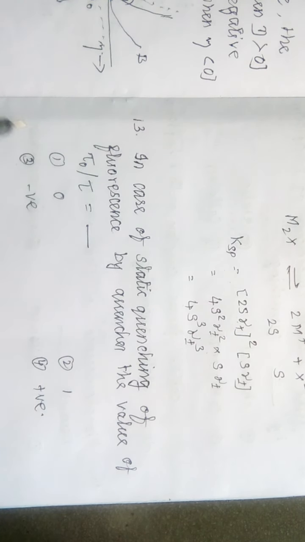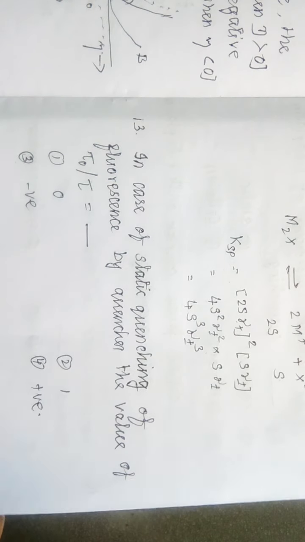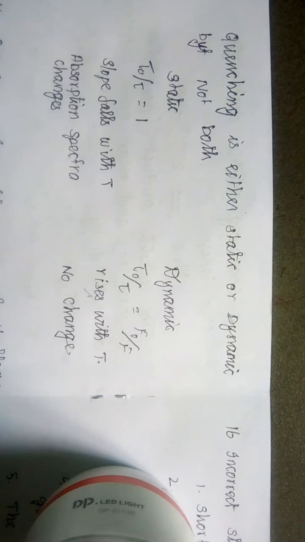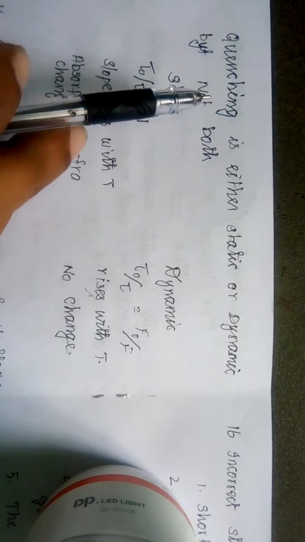Tau naught is the lifetime of the excited state of the fluorescer in the absence of the quencher. Tau is the lifetime of the fluorescer in the excited state in the presence of the quencher. That is tau naught by tau in static quenching. I will give you the information on the next page. This information will be much more helpful for competitive examinations.